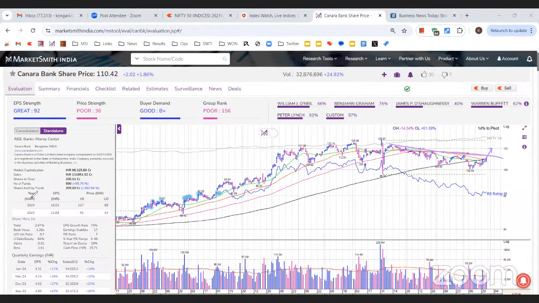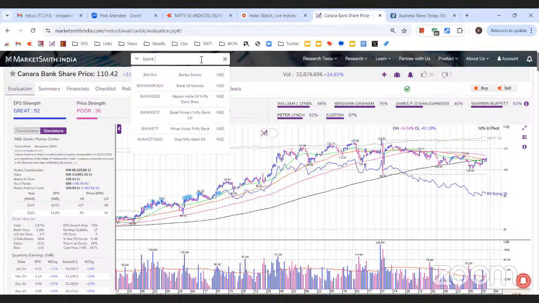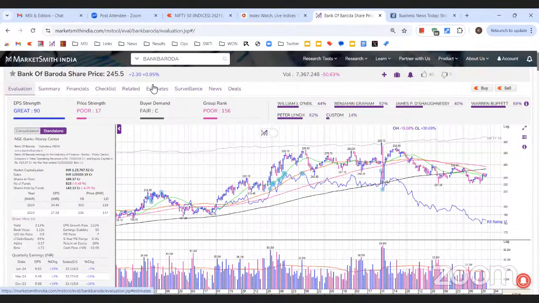Next, I can take is Bank of Baroda. Again, a PSU bank. So see, there was a time when PSU Banks did really well, but I think over the last few months they are consolidating. Almost same chart if you see. Right, it is going through a long phase of consolidation, breaching the 200 DMA.